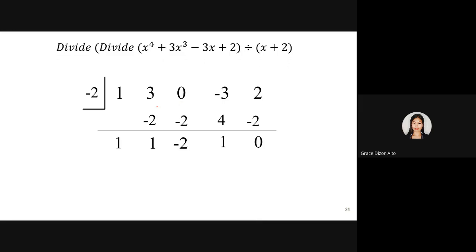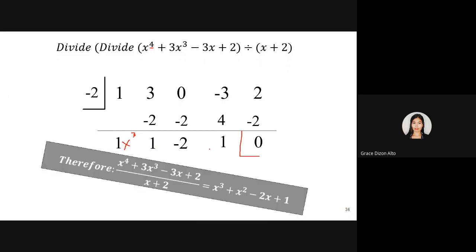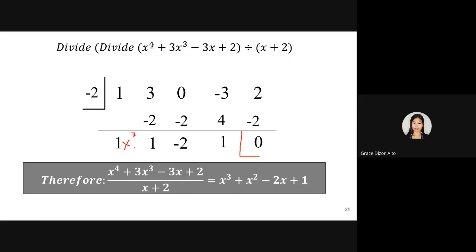So our remainder here is 0. Since the last number is 0, this will be our quotient. Our first term starts with x to the fourth, so the first term of the quotient will start with x cubed, 1 degree less than the dividend. Our final answer will be x cubed plus x squared minus 2x plus 1. We will not write 0 for our remainder.